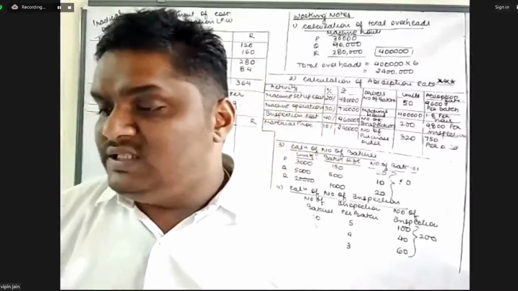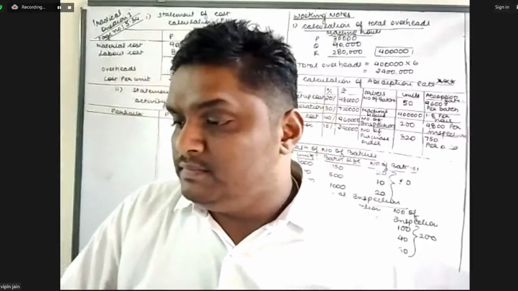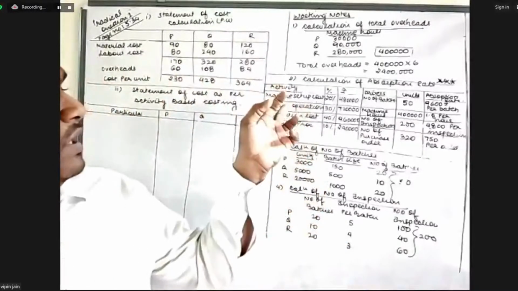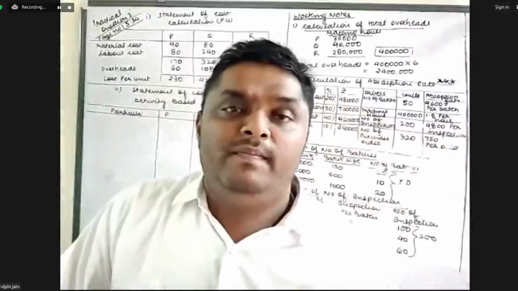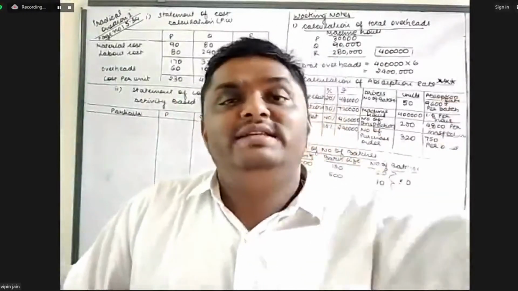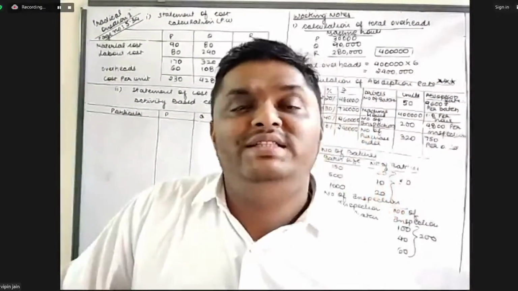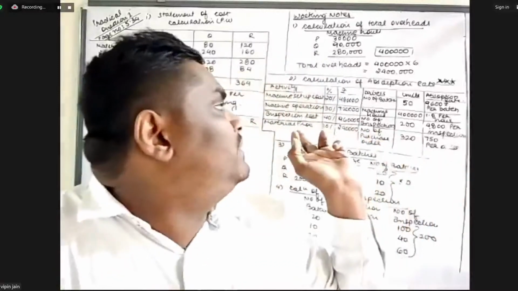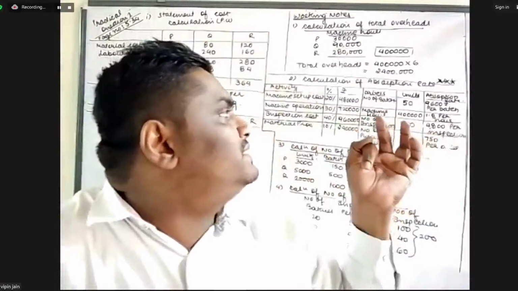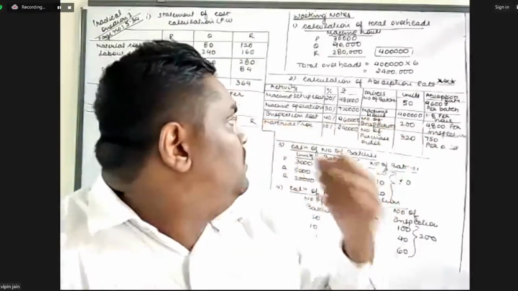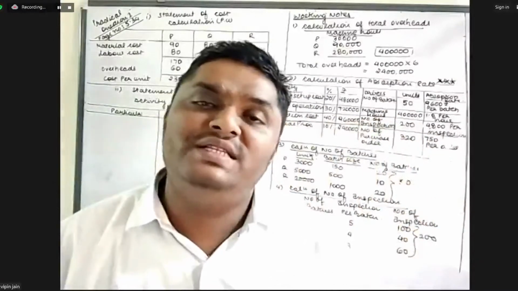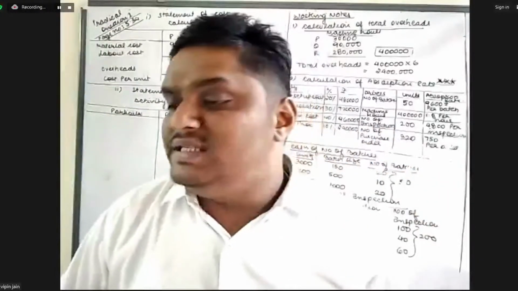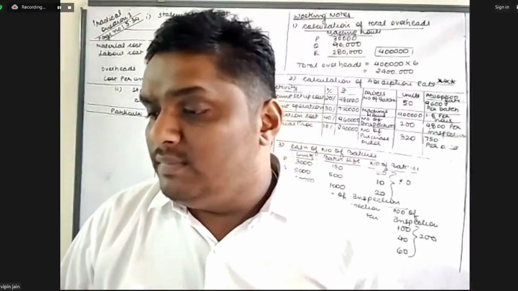I hope now it is visible, Nancy. So I repeat again, guys, machine setup cost is to be absorbed on the basis of number of batches, because for every batch we have to create a separate setup. Machine operation is absorbed on the basis of machine hours. Inspection cost, on the basis of number of inspections. Material procurement cost, on the basis of number of purchase orders.